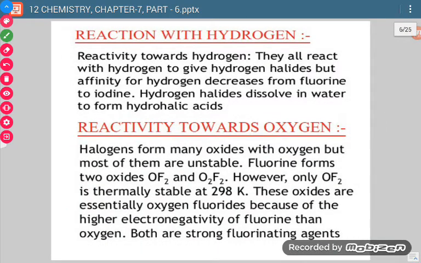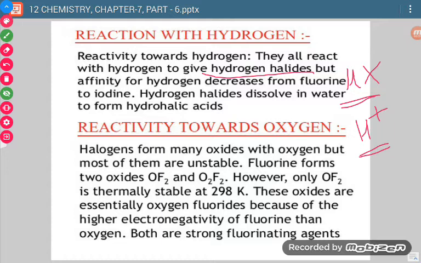Now, reaction with hydrogen. When these halogens react with hydrogen, they form hydrogen halides. They are represented with the general formula HX. Since they can produce H positive ions, all hydrogen halides are acidic in nature. So these are all the properties of hydrogen halides. They are acidic in nature.